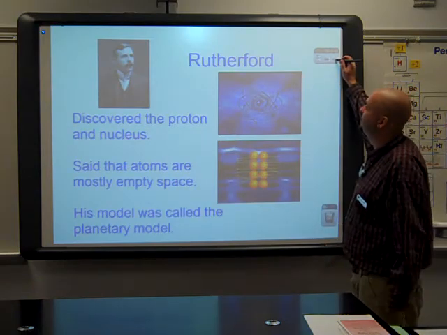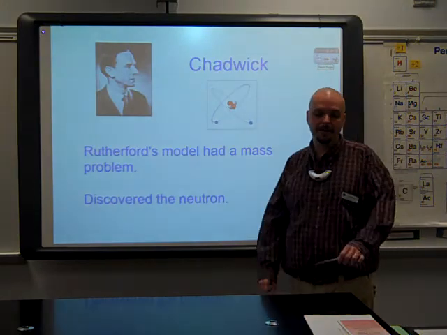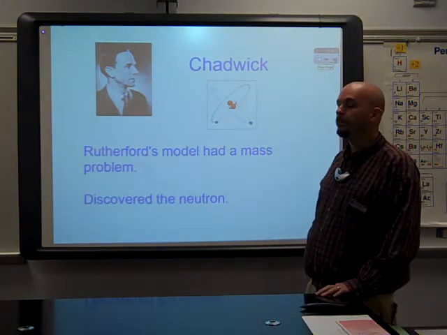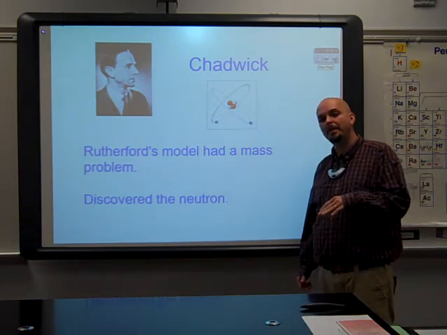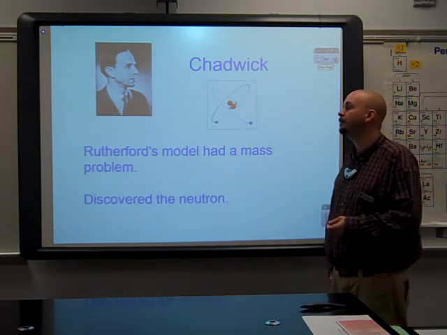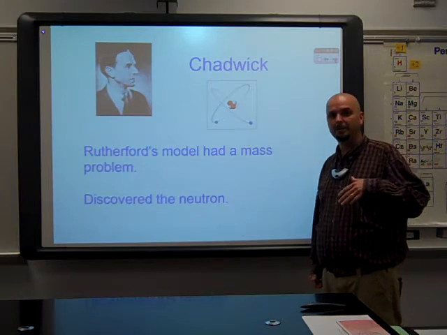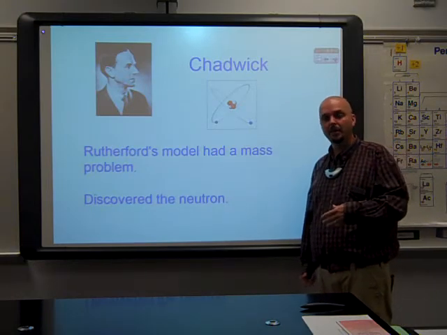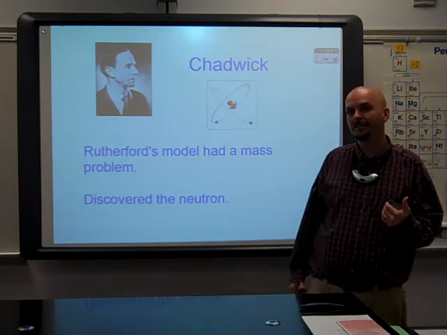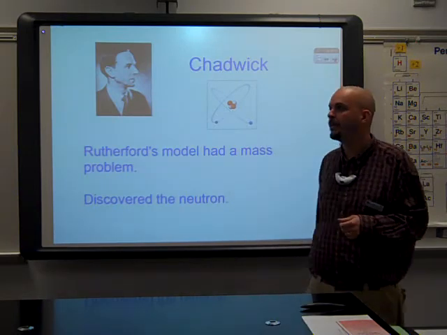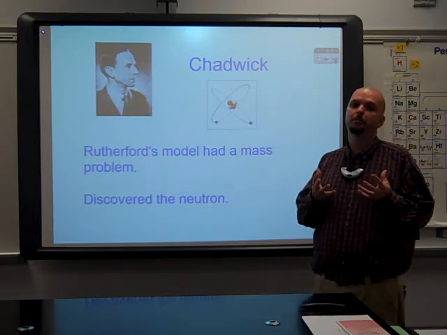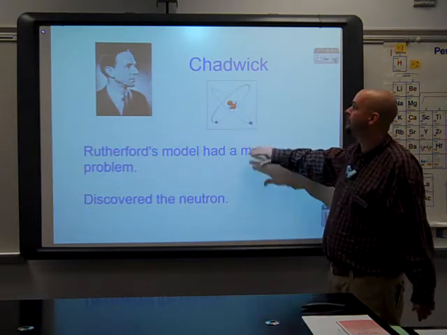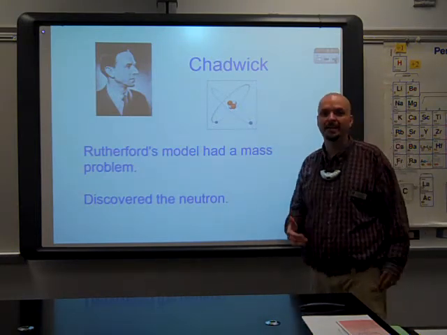His model is called the planetary model, and there's a couple of problems with the planetary model that he came up with. First of all, there was a big mass problem. When they were working with atomic masses in Rutherford's model, they found that the masses and the number of protons didn't add up. There were fewer protons than what the mass suggested there should be. There's something in the nucleus other than the proton. And it's James Chadwick that discovers what that something is.